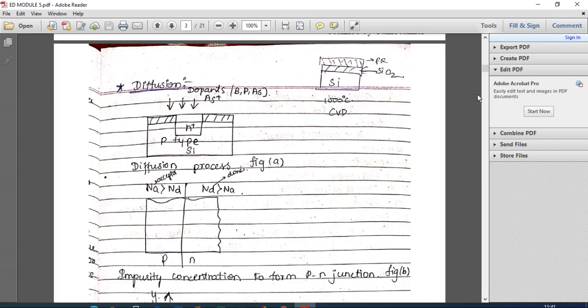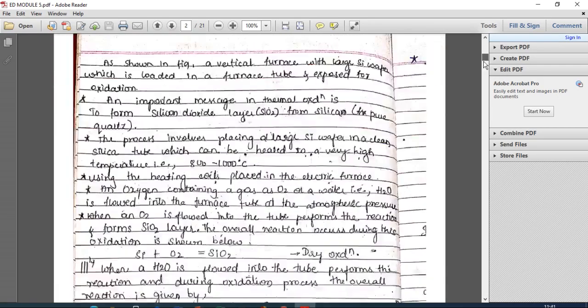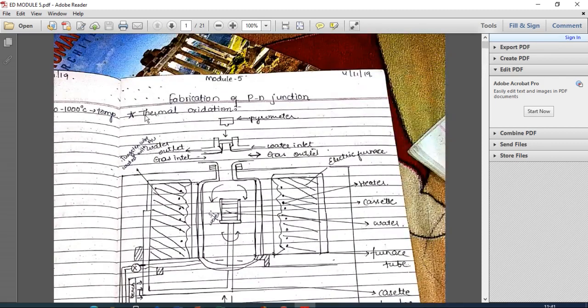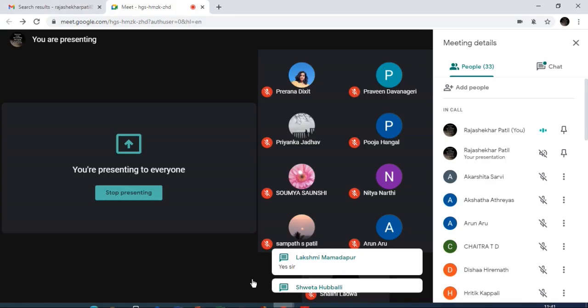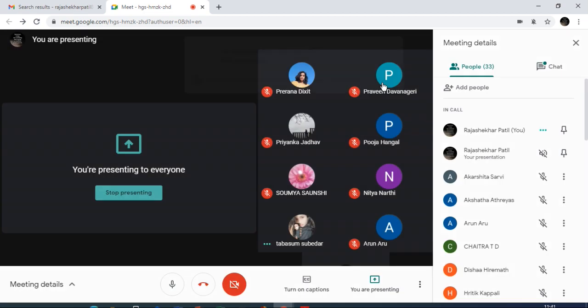So now we will start with the next topic of module 5. In the previous class we discussed thermal oxidation. In this we discussed how the silicon or the quartz crystal is oxidized, and using the oxidation process we obtained a silicon dioxide layer.